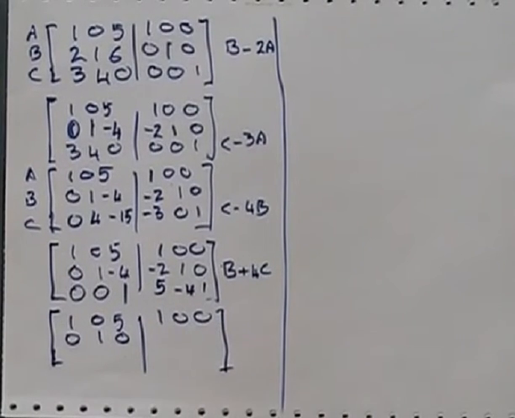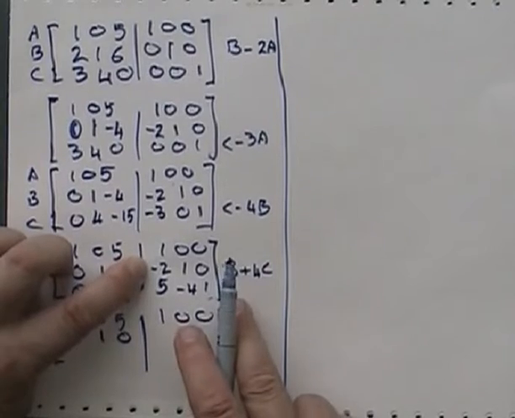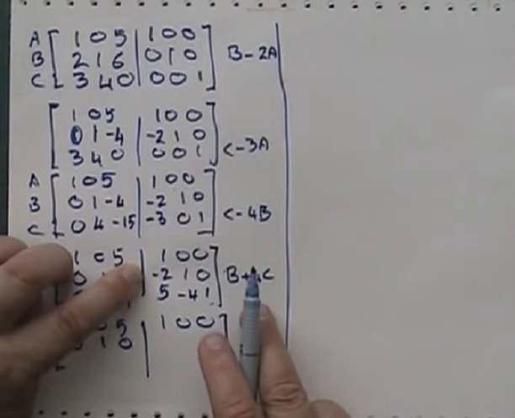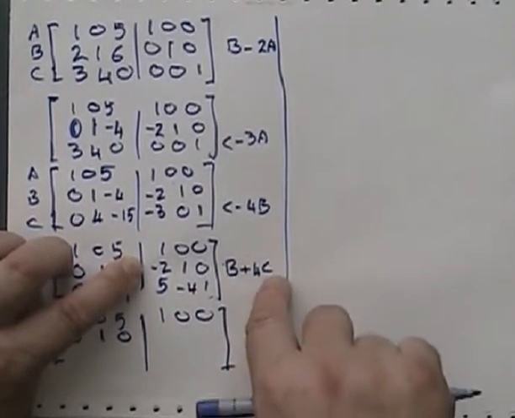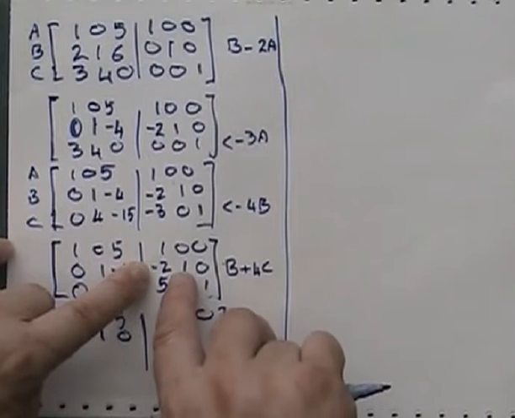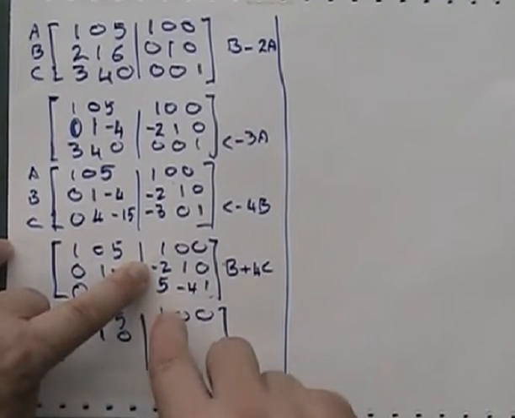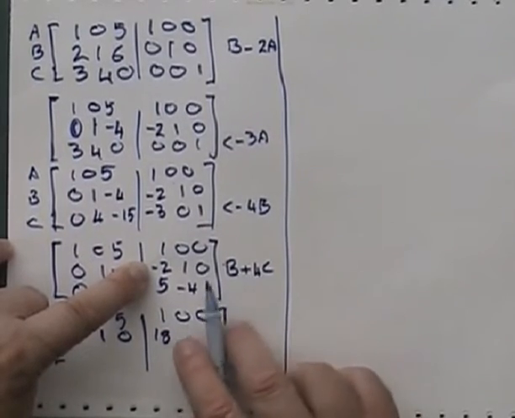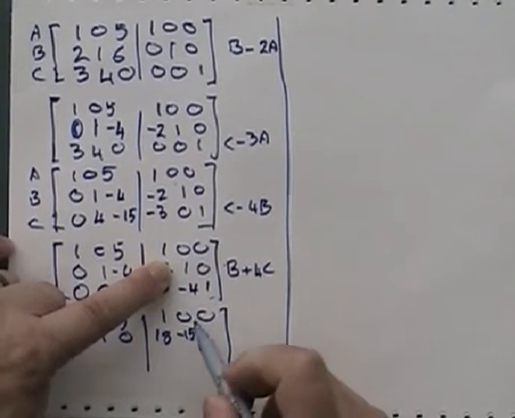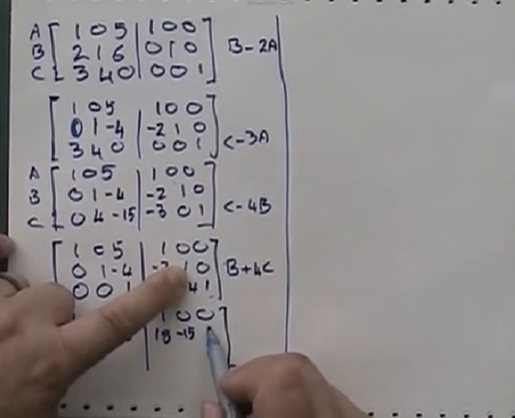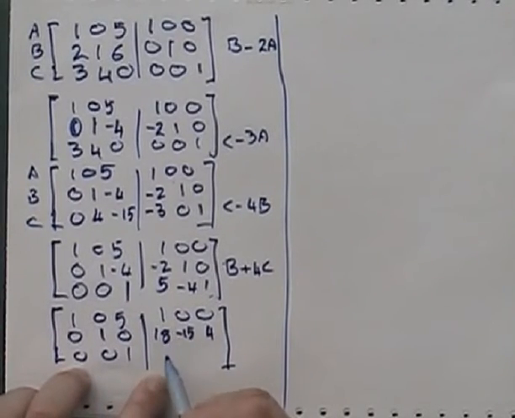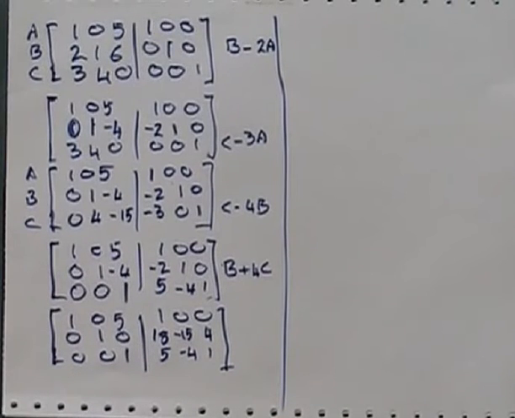Now comes the fun part. Let's get this right in my head. Negative 2 plus 4 times C, it's plus 4 times C. So negative 2 plus 20 is going to be positive 18. Again, it's B plus 4C. 1 plus negative 16 is going to be negative 15. 0 plus 4 is 4. Okay, and then this row doesn't change: 0, 0, 1. And for C, 5 minus 4 is 1.